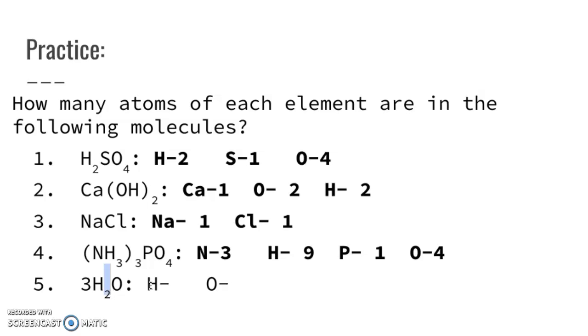Okay. H, my subscript, is 2. O is 1. I don't have any parentheses, so I don't have to multiply anything yet, but I have a coefficient, which means I have to multiply everything by 3. That's 6, and that's 3. So this is my final answer, okay?